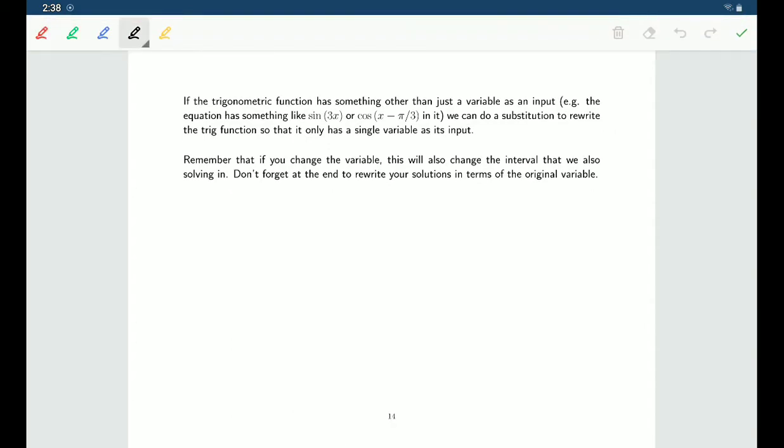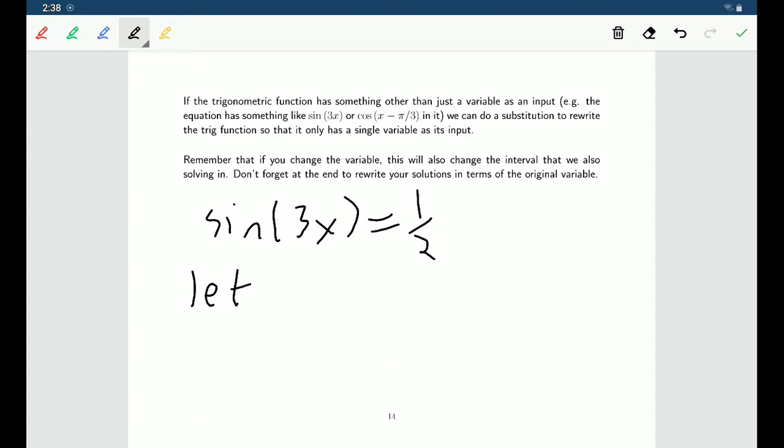So for example, if you were trying to solve where sine of 3x is equal to 1/2, then you could say, well, I'll just replace 3x with u, in which case you're looking to solve sine of u equals 1/2. Now, the one problem here, of course, is the interval that we're solving on, because when we change from values of x to values of u, that's also going to affect our interval of solution.